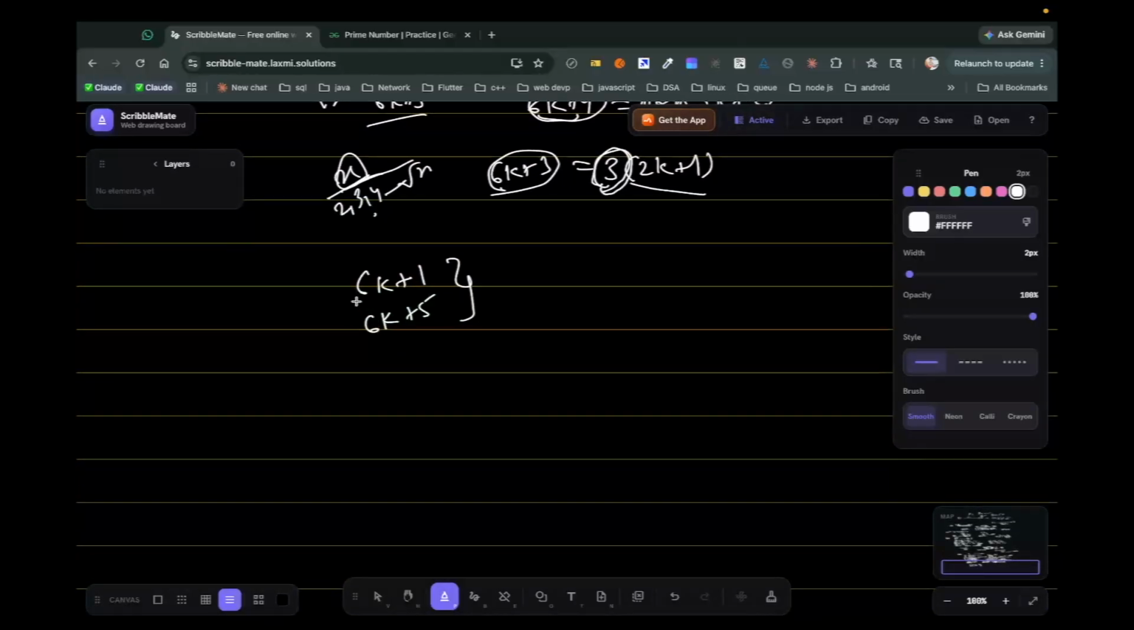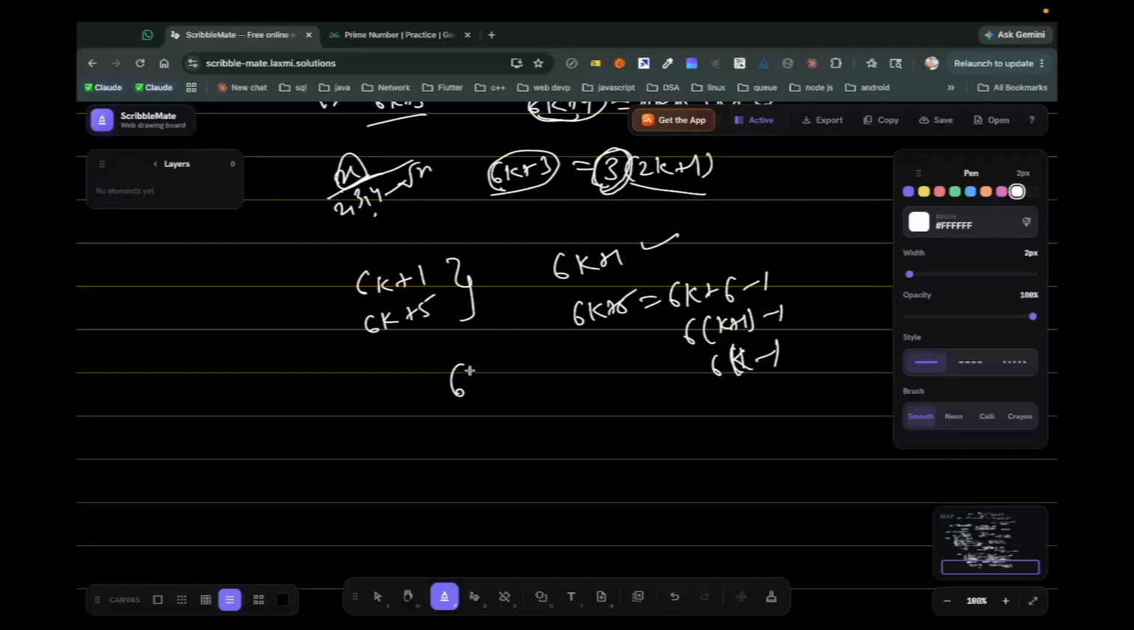So what are these terms that we have to check for? 6k plus 1. Now 6k plus 5 can be written as 6k plus 6 minus 1, which is 6 times k plus 1, minus 1, that is nothing but, let's say, 6k minus 1. So these are the two terms, 6k plus 1 and 6k minus 1, right?